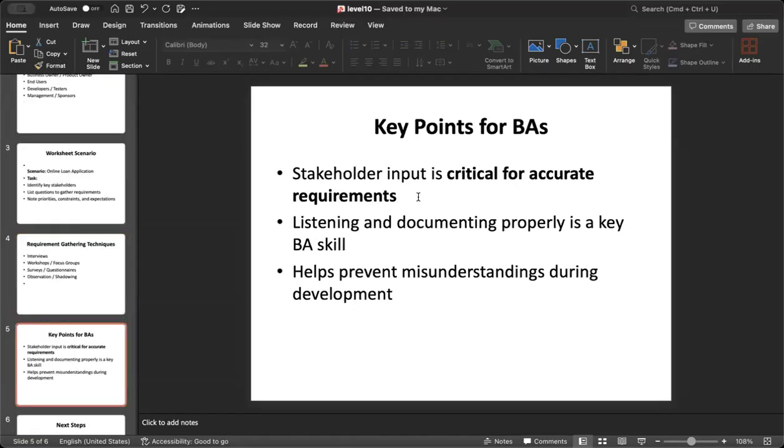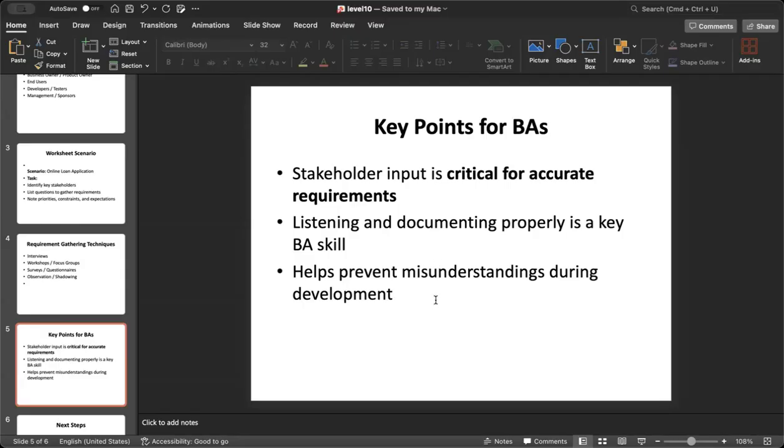So, key points. Remember, stakeholder input is critical for accurate requirements. Listening carefully and documenting properly is a key BA skill. This reduces misunderstanding and rework during development.